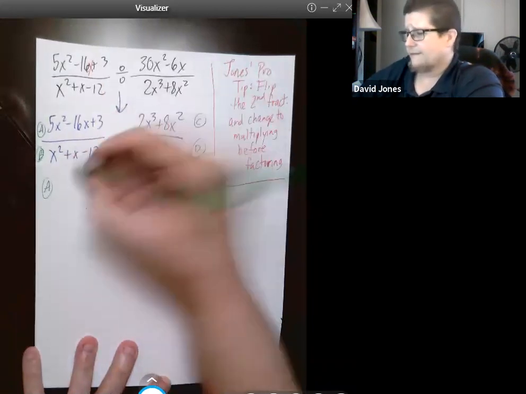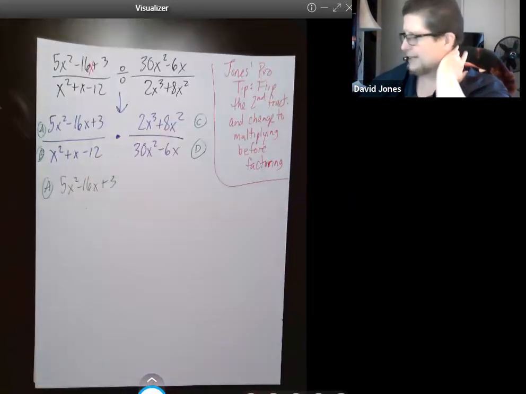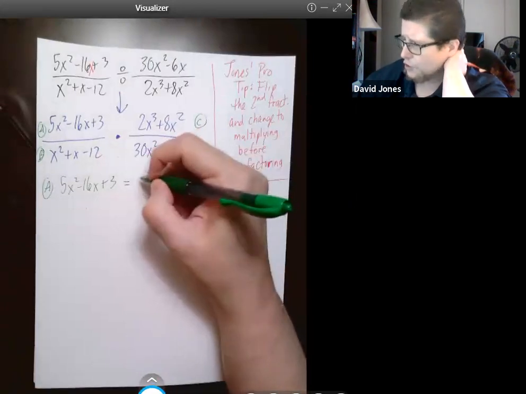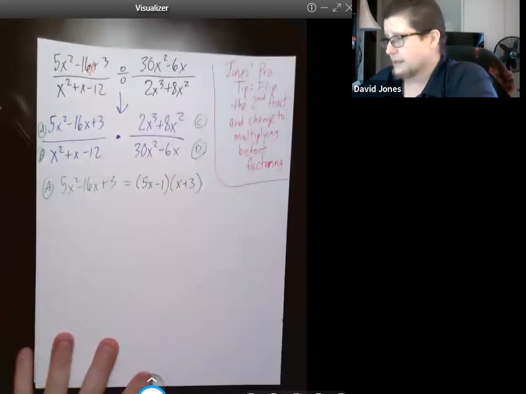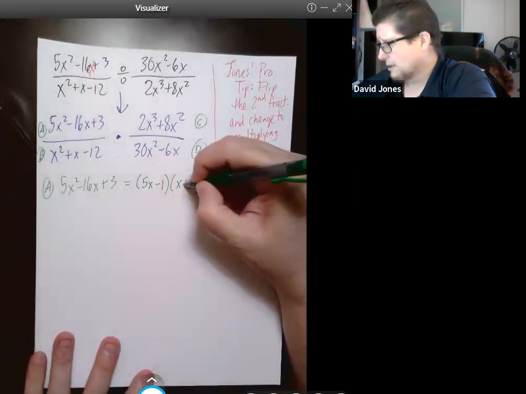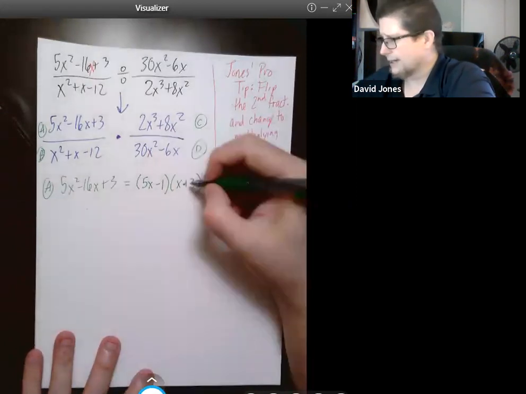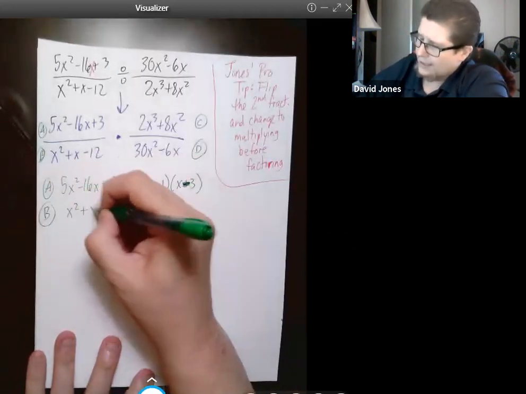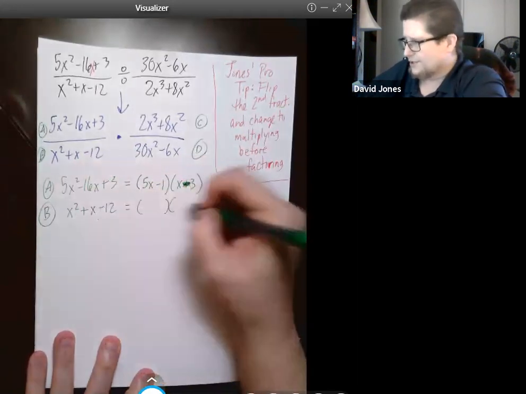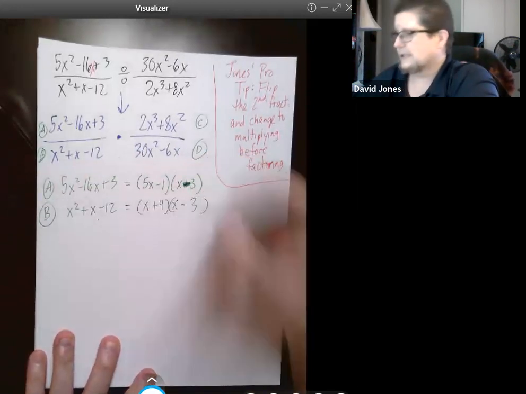A, 5x squared minus 16x plus 3. If you go through and factor it, you should get 5x minus 1 times x plus 3. That's not right. X minus 3. Something's not right here. What did I do? Yeah, minus 3. B, x squared plus x minus 12. That turns into 12 will be 4 and 3. We want the 4 to be positive.